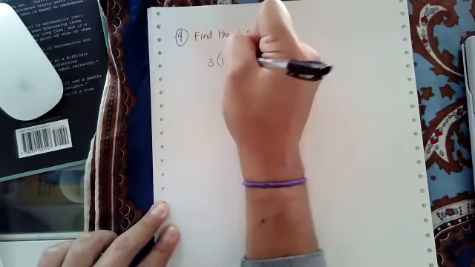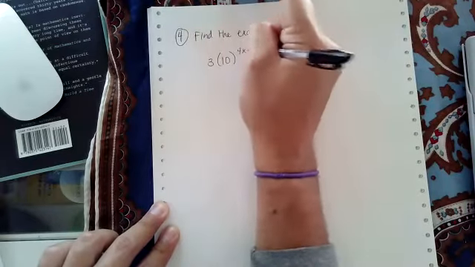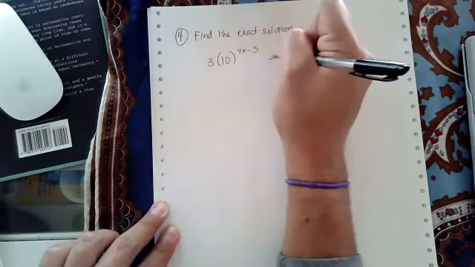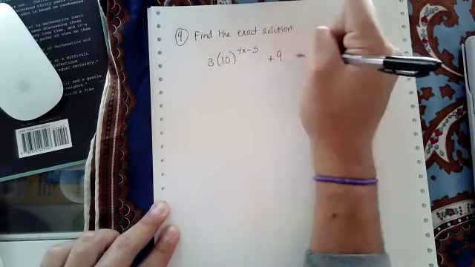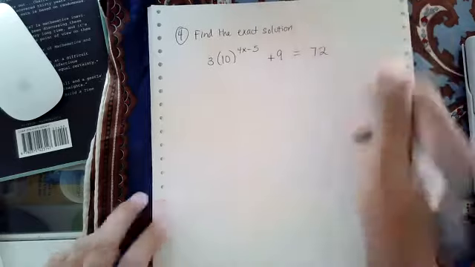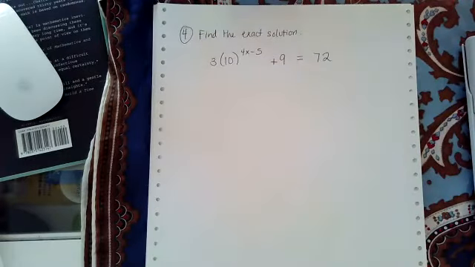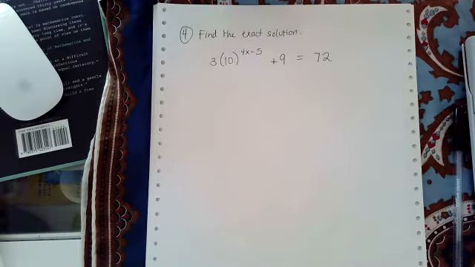Three times 10 raised to the 4x minus 5 is being added to 9. That's equal to 72. All of the steps of this problem are going to be virtually the same, but at the end, we're going to do a little less work, and we're not going to use the calculator. So the steps begin just like the other problem.